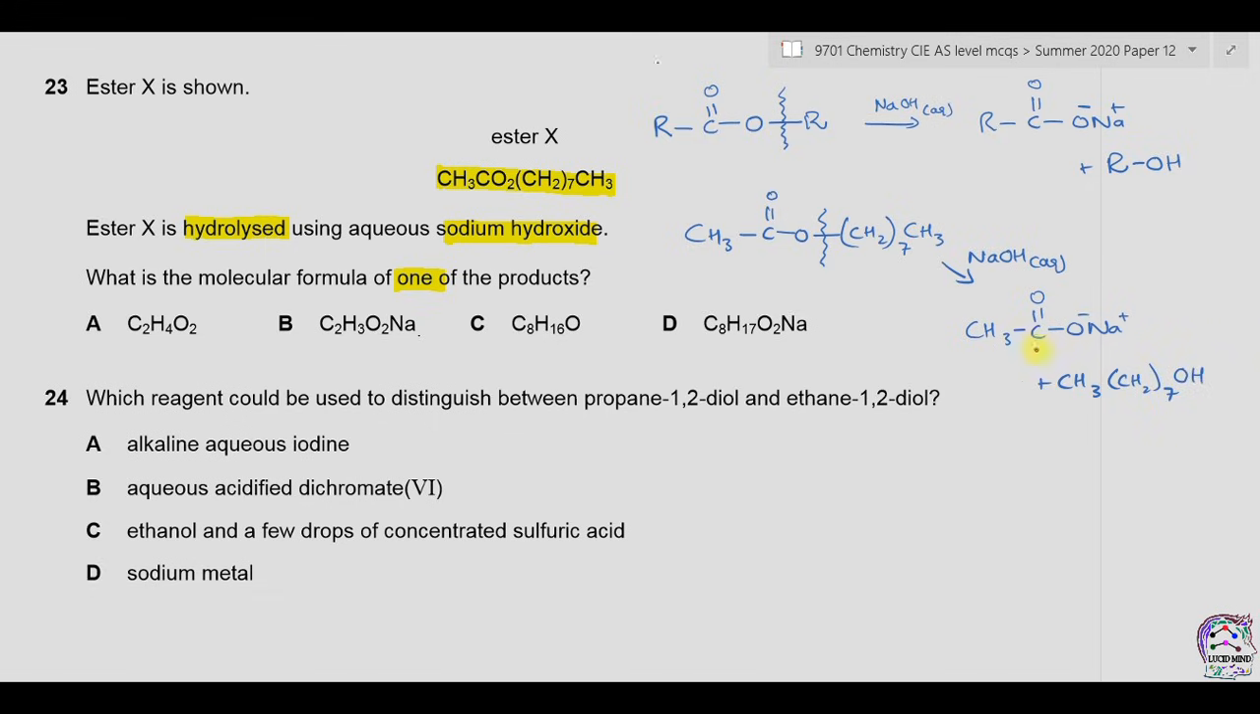Now the molecular formula of both products is, first one is C2H3O2Na. The molecular formula of the second product is C8H18O. Now we can see that the only option that is correct is part B.